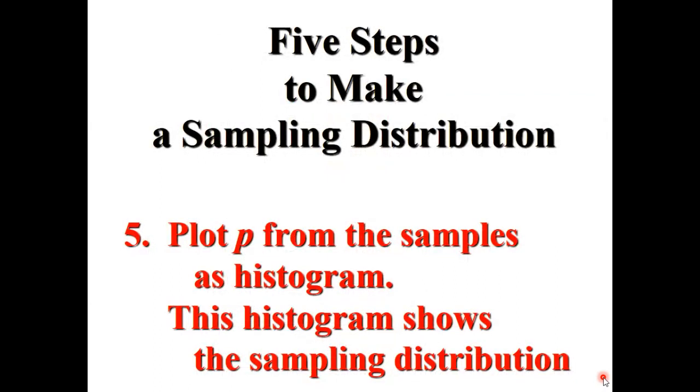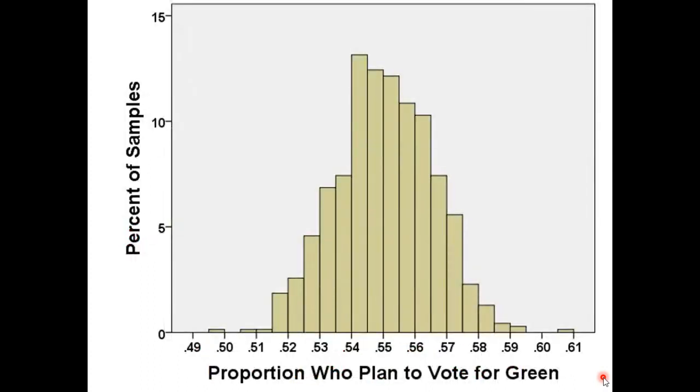The fifth and final step is to take all 700 values of P and plot them as a histogram. This histogram shows the sampling distribution for P in our example. The bars show how many samples had which values of P.